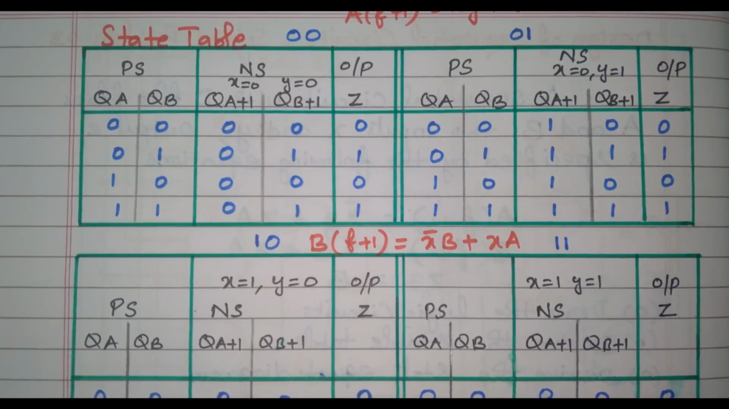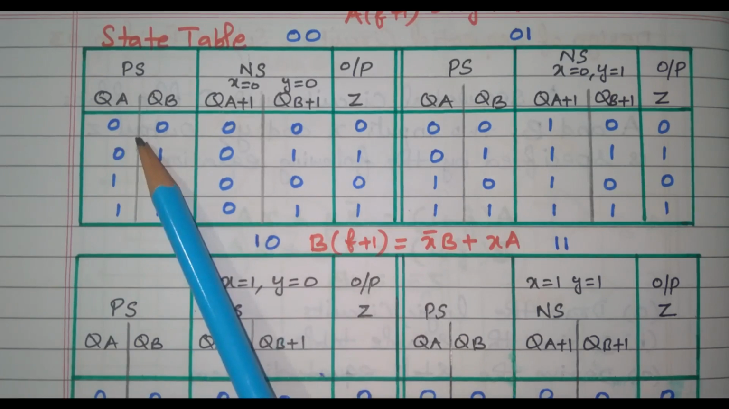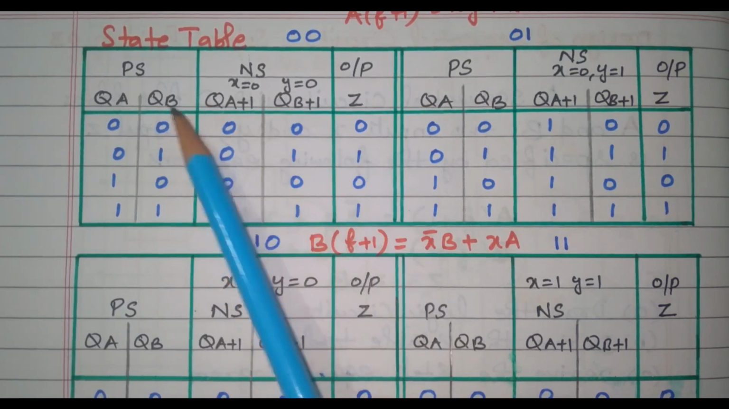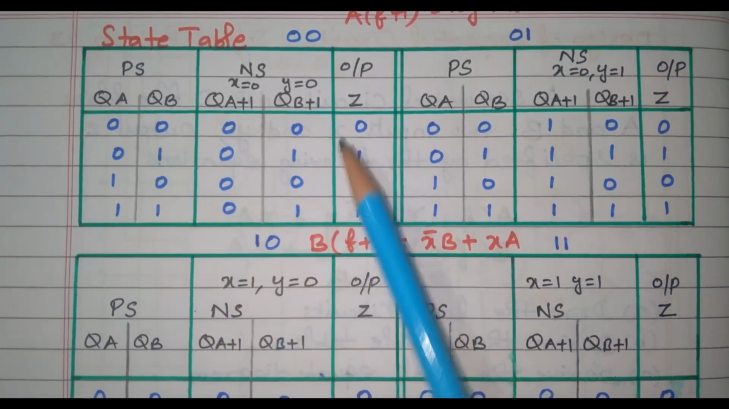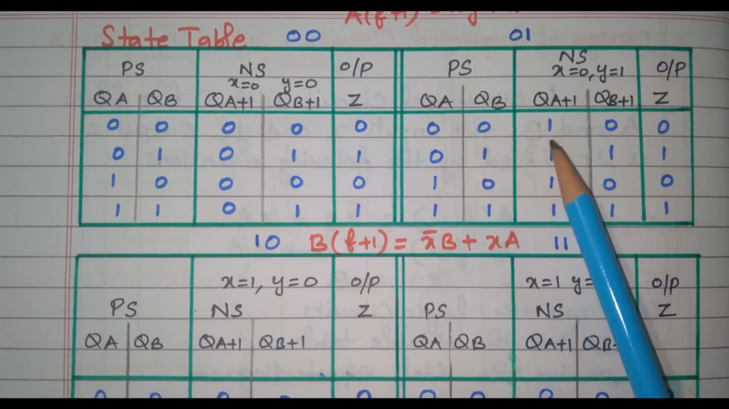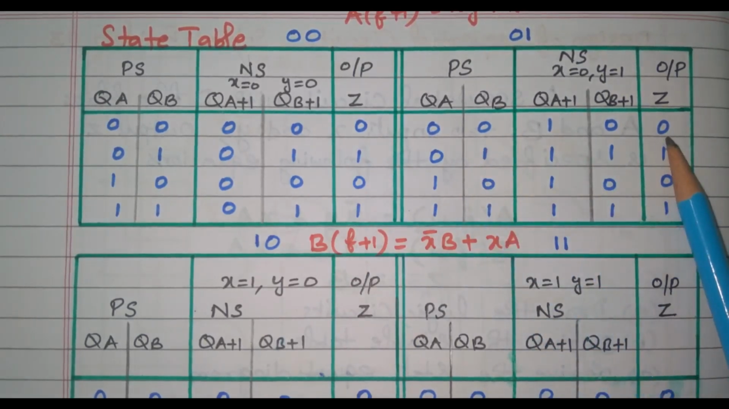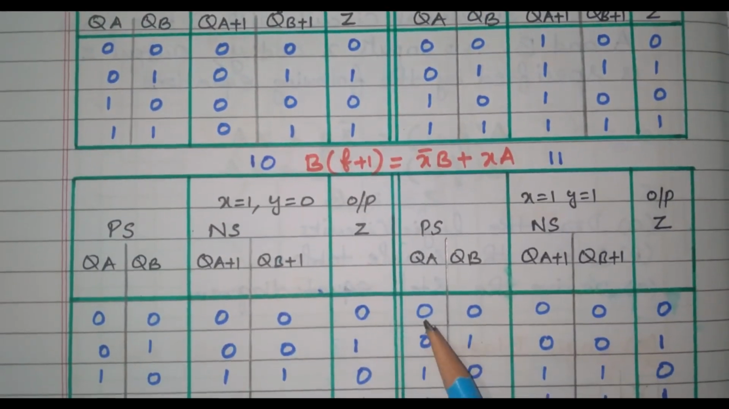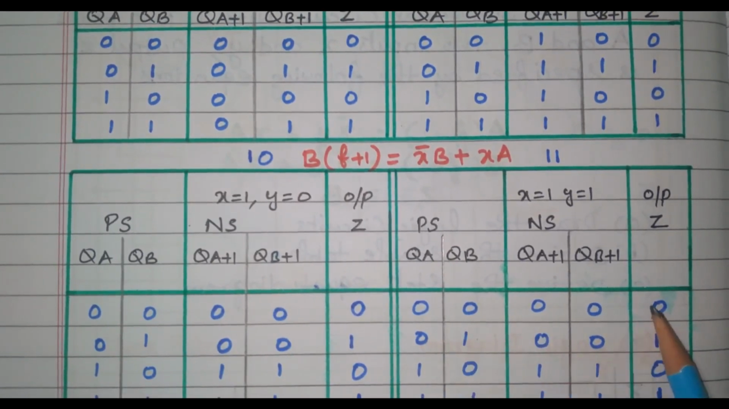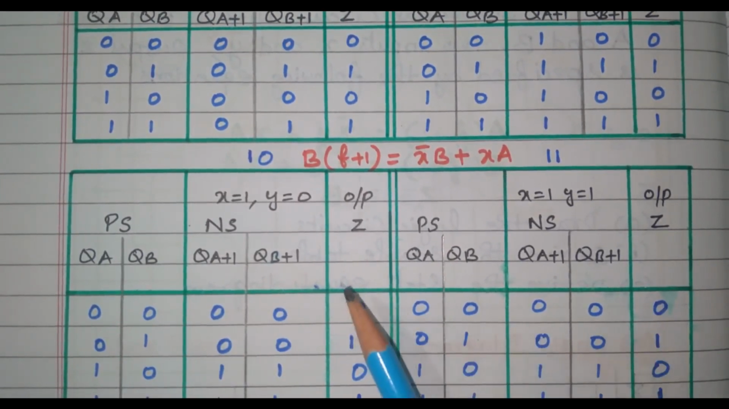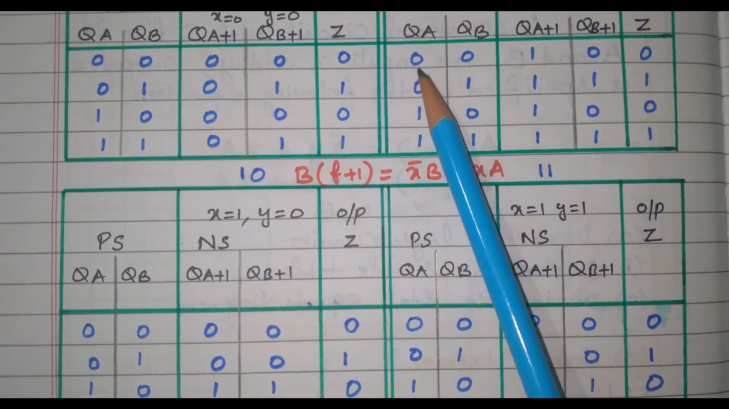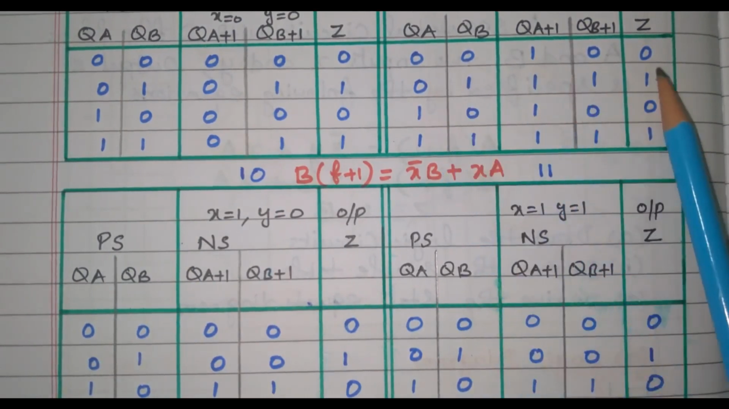So by using this, we need to draw the state diagram. What is the state diagram? 0 0 goes to 0 0, the output is 0. That is, 0 0 goes to 0 0 itself, and the output is 0. Similarly, 0 0 goes to 1 0, for that the output is 0. Similarly, 0 0 goes to 0 0 itself, output is 0. So the 0 0 goes to 0 0 itself for 3 cases. Only in one case, 0 0 goes to 1 0 with the output of 0.